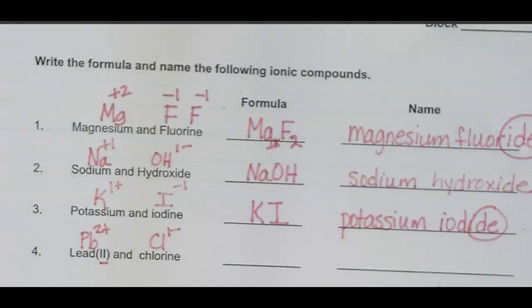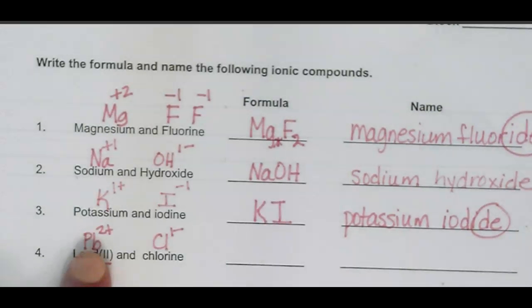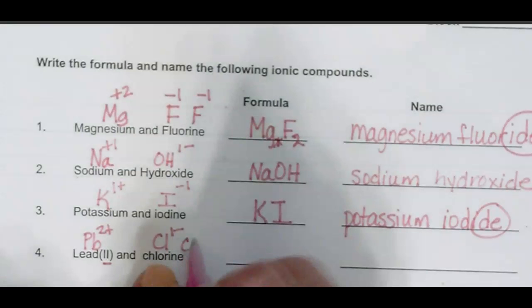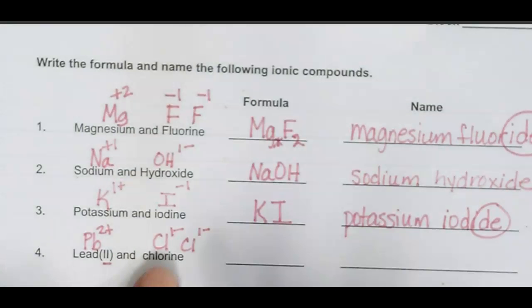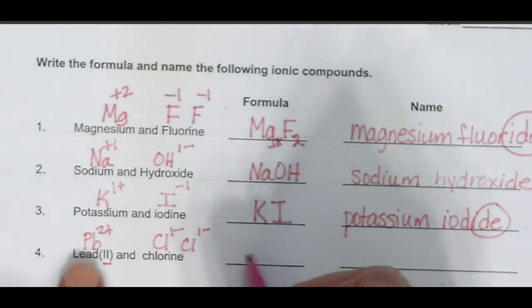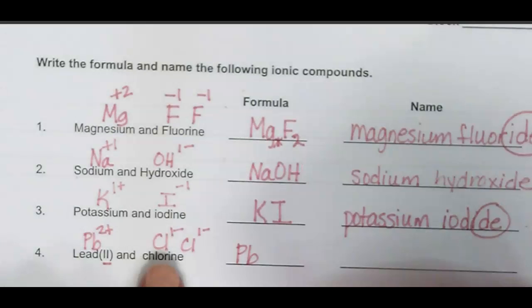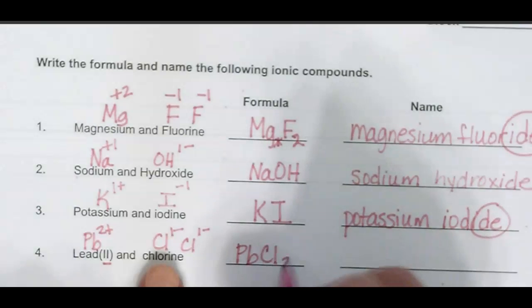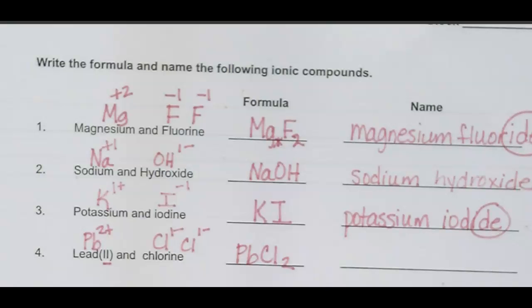Again, when I look at this, I have 2 positives, 1 negative. That means I'm going to need more negatives. In this case, I need 1 more, right? So 2 positives, now I have 2 negatives. Okay, so 2 positives, 2 negatives, it does equal 0. So I'm going to have only 1 lead. I have 2 chlorines. And there's my formula. Now to write the name again.